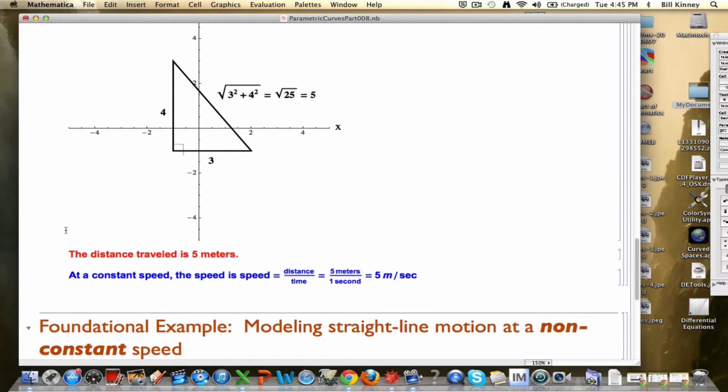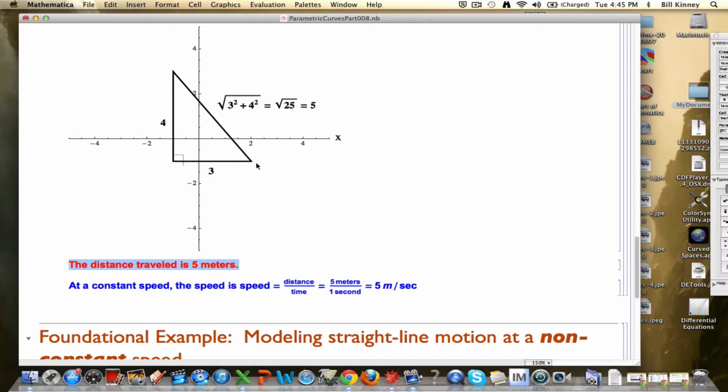Now, as far as the answers go to those questions, we used the Pythagorean theorem to figure out that the distance traveled by the person was 5 meters as they go from (2, -1) to the point (-1, 3). And since we assume they went at a constant speed, we can figure out that speed as distance divided by time and get 5 meters per second.